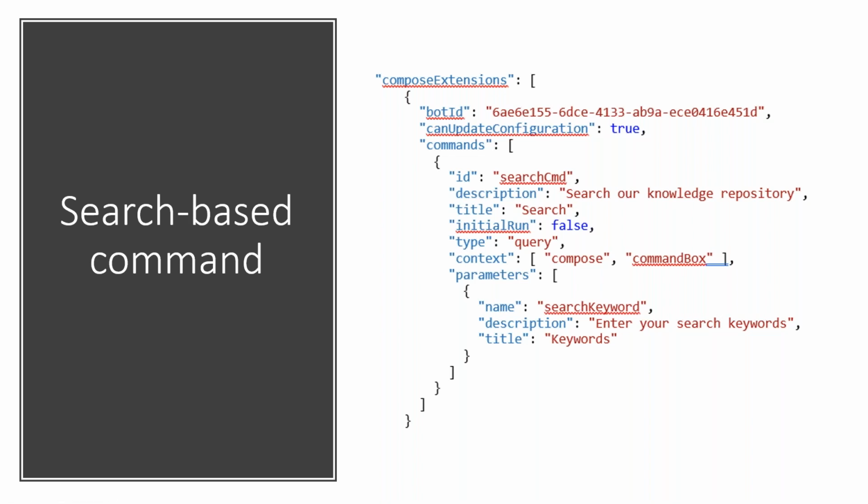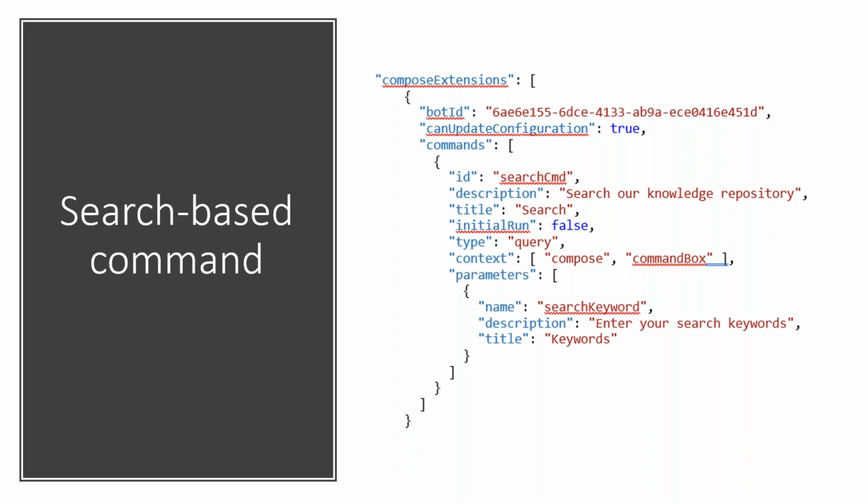Yeah, then you need to know, okay, which one is the user using actually. So this is just for you. Then the title and description, of course, those are important because that's what the user will see. And then we have the initial run parameter. This will say, okay, if somebody clicks that button, does Teams need to do an initial query?